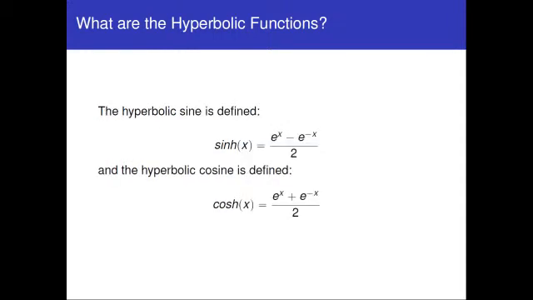Well, what are they exactly? And here's what they're defined to be. The hyperbolic sine is e to the x minus e to the negative x all over 2. And the hyperbolic cosine is defined as the function e to the x plus e to the negative x all over 2. So you can see the difference between the sine and the cosine is just whether I have a difference on top here or a sum on top here in the cosine's case.